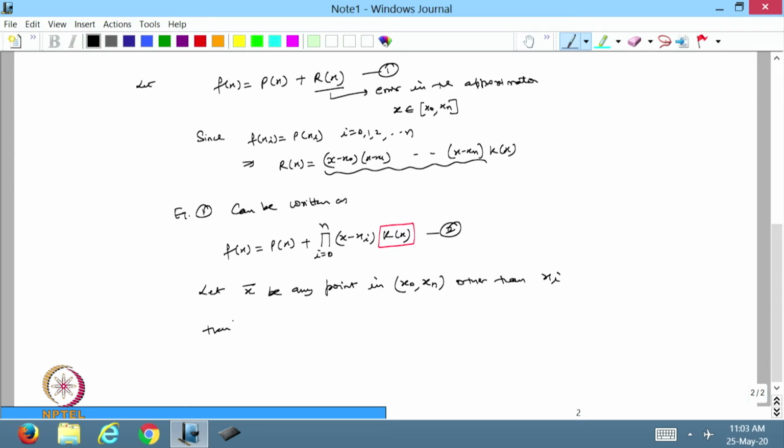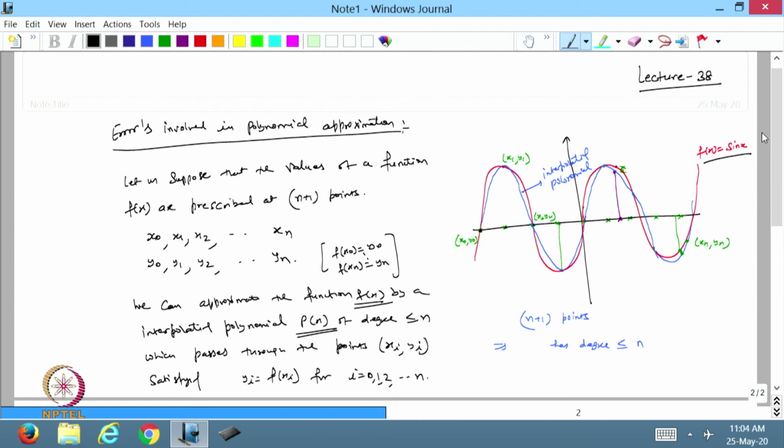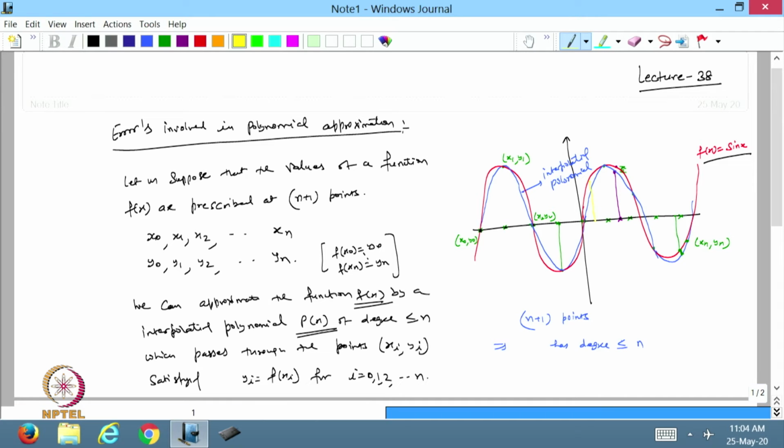Then from here I can write that f(x bar) will be equal to p(x bar) plus the product for i from 0 to n of (x bar minus xi) into k(x bar). So, this x bar is any point I have chosen. It can be any value. So, let us take this x bar to be here somewhere. Suppose I take this as my x bar.